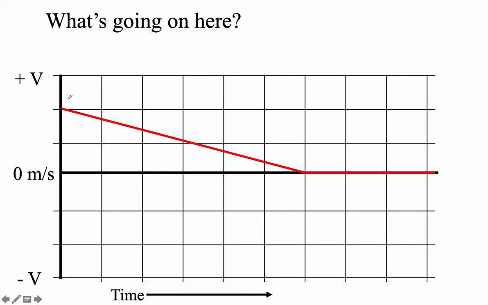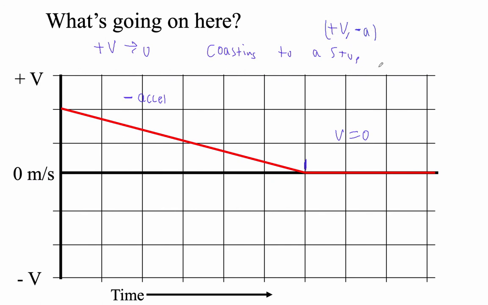Right, so I'm slowing down. So this is a negative acceleration for this part, right? And then here I'm at rest. The velocity is 0. I'm not moving to the right or the left. So basically I'm coasting to a stop, or I could be using my brakes. I'm just going from some positive velocity to 0. And you know that if you have a positive velocity and you slow down, it has to be a negative acceleration, just from first principles, right? If they're in opposite directions, you're slowing down.